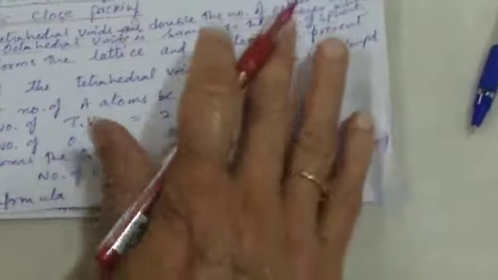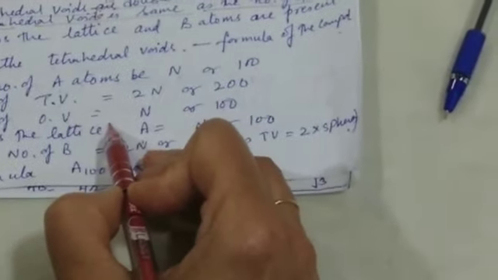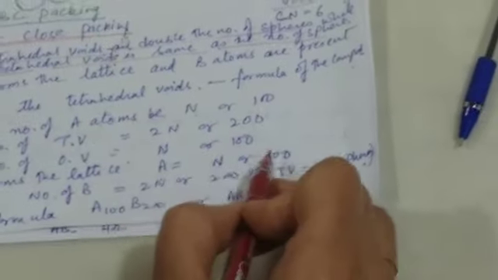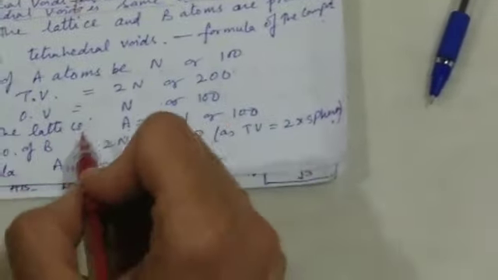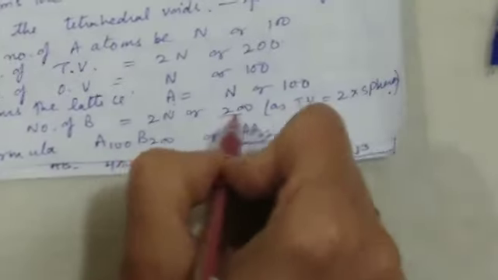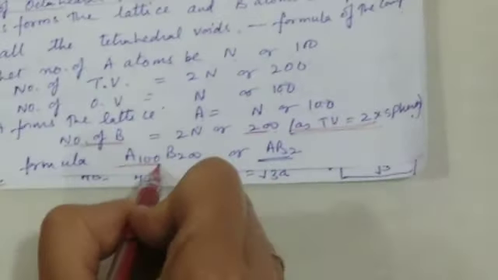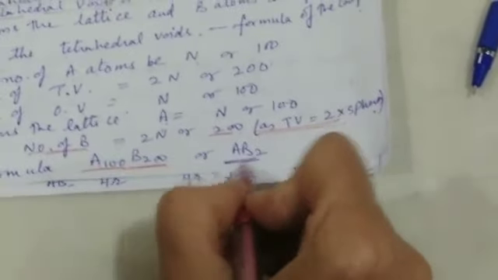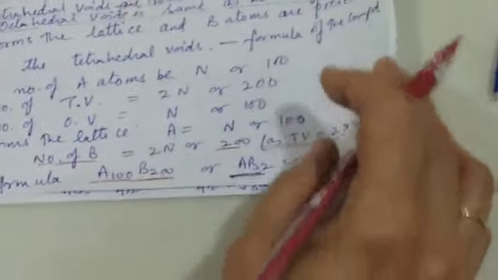So whenever you do this type of problem, first write these three things: number of atoms, tetrahedral voids, and octahedral voids. Now according to this question, if A forms the lattice, let us say the number of A atoms is 100 and B is present in all the tetrahedral voids. The number of tetrahedral voids here is 200, so the number of B atoms in this lattice is 200. So A is 100, B is 200. If you simplify this, the formula comes out to be AB2. This is how we get the formula based upon this concept.